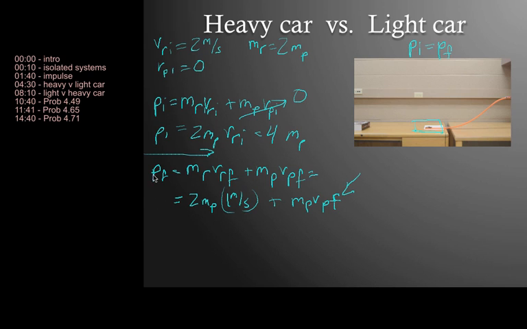So now what we can do is equate these two to each other and then solve for this v purple final. So here we have 4 mp is equal to 2 mp plus mp v purple final. So let's get rid of those mps. That's pretty tedious. So now we have 4 equals 2 plus v purple final. So let's subtract off that 2. So we get 2 is equal to v purple final. And this is in meters per second.